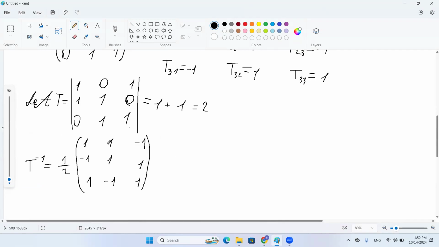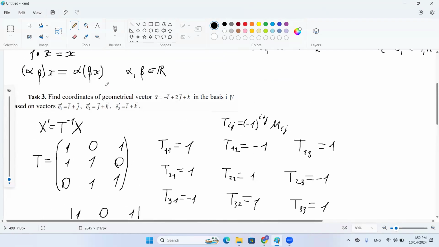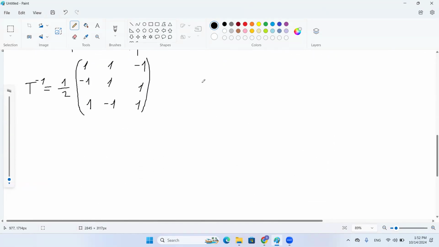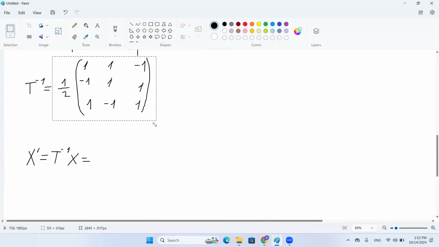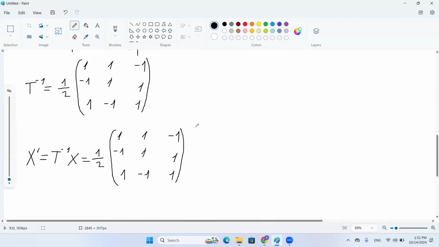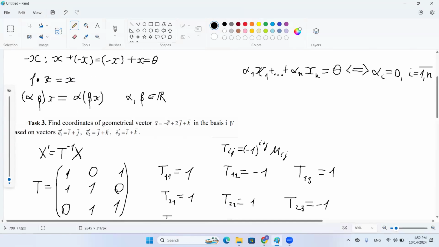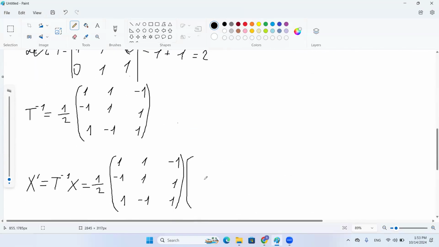Okay, and now let's find x prime, what actually was required. Let's write x prime equals T inverted times x. So copy and paste it. And vector x will be written as a column: -1, 2, 1.